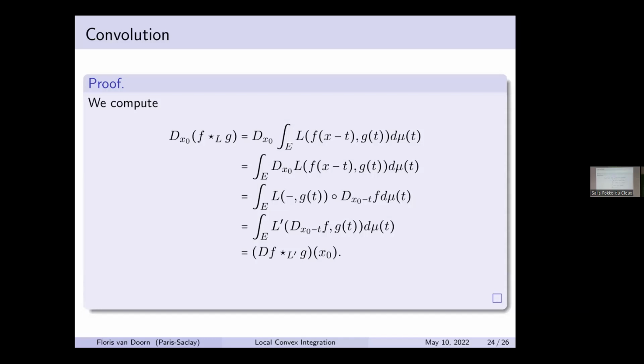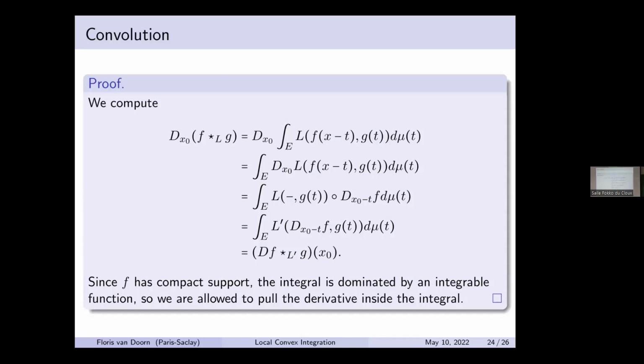Of course, I have to check a property to be allowed to take the total derivative inside the integral. I have to check that the integral is dominated by an integrable function. But that is fine because I assume that f has compact support and that g is locally integrable. So it's in particular integrable on the support of this integrand. So that is all fine.